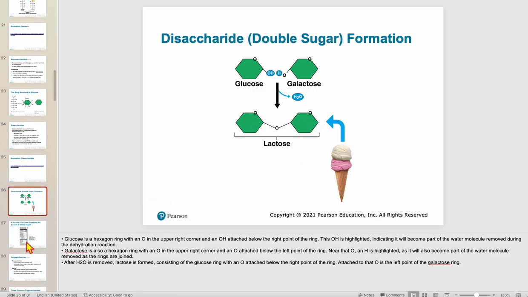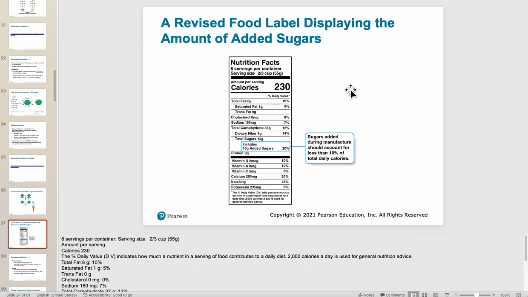Okay, next slide. As you can see, the author is doing the same thing I mentioned by looking at the nutrition facts. And when you look at the nutrition labels on your food products, you can see where it says the oils or the fats, then you have the carbohydrates, and then you have the proteins.